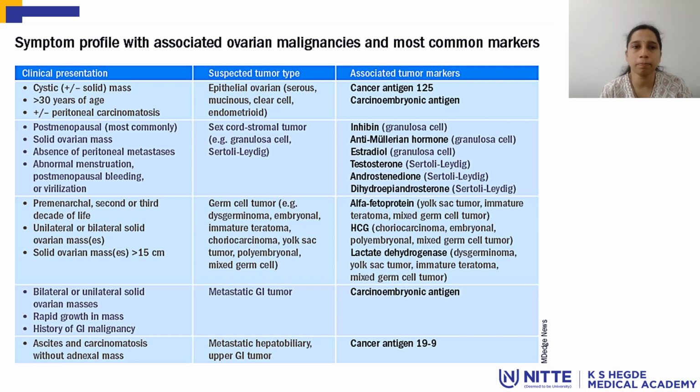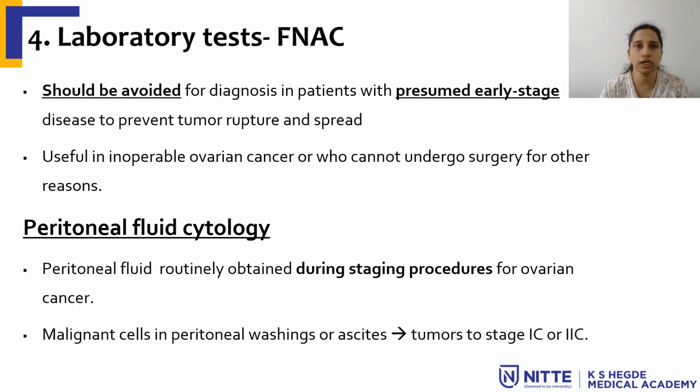If it is premenarchal or children with some unilateral or bilateral solid mass, the main DD is germ cell tumor. So the markers which can be selected are alpha fetoprotein, HCG, lactate dehydrogenase. And if it is a bilateral mass with the history of some malignancy in the GI tract, the DD is metastatic GI tumor. In those cases, we can assess CEA, that is carcinoembryonic antigen. So the set of markers to be selected depends on your differential diagnosis.